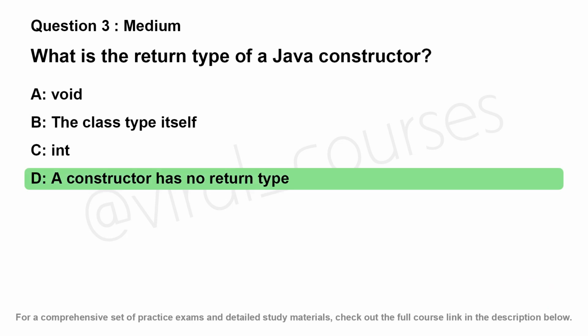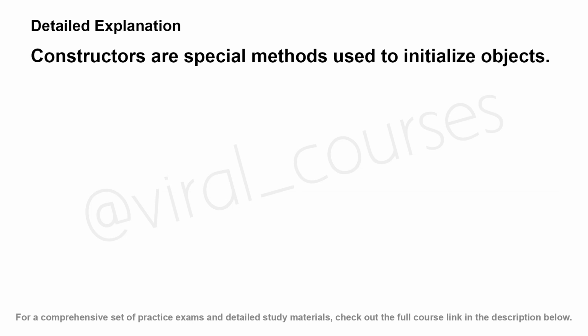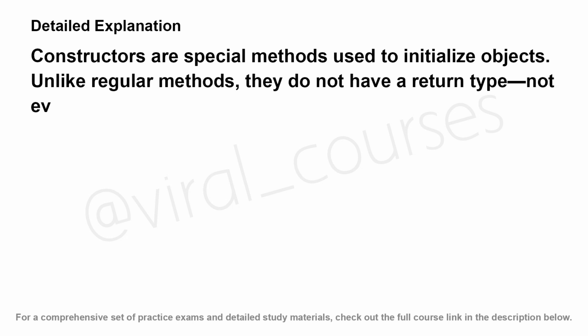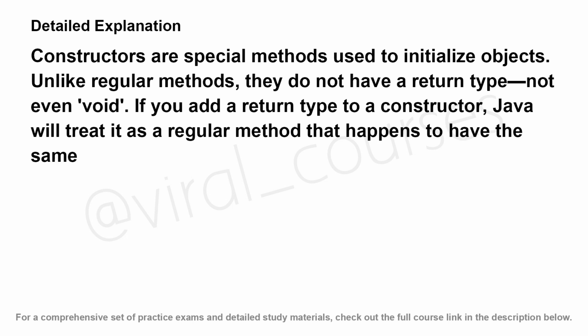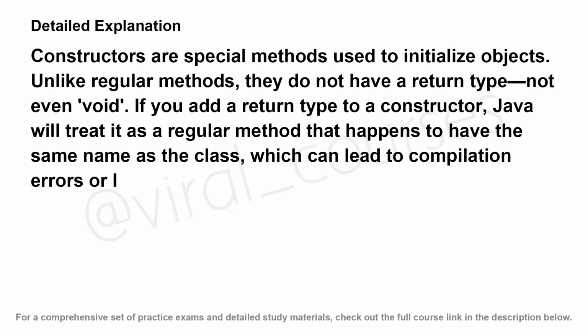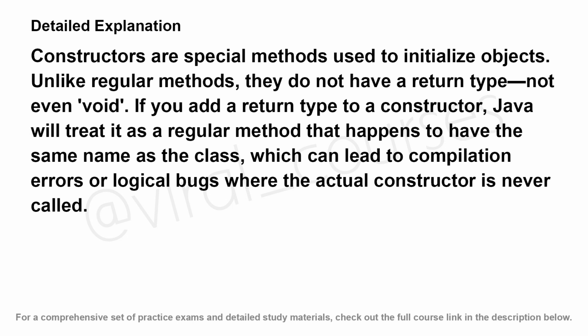The correct answer is D. Constructors are special methods used to initialize objects. Unlike regular methods, they do not have a return type, not even void. If you add a return type to a constructor, Java will treat it as a regular method that happens to have the same name as the class, which can lead to compilation errors or logical bugs where the actual constructor is never called.